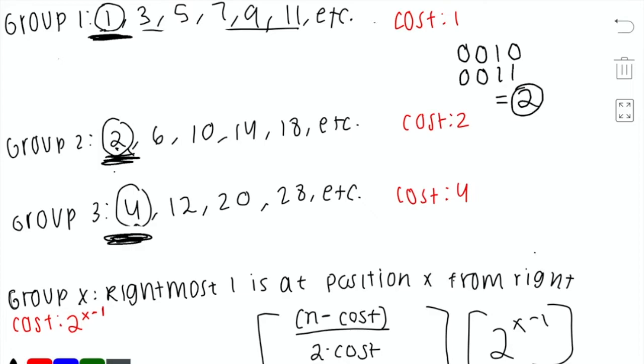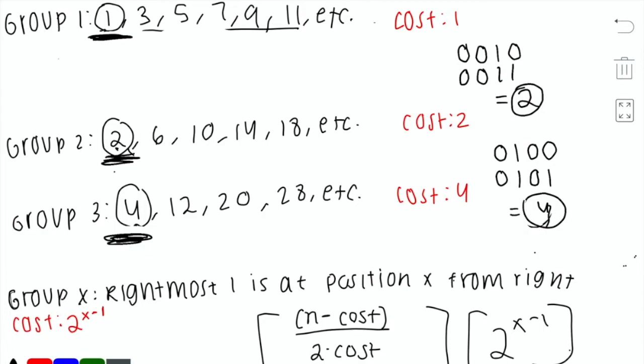Now let's look at the first element in group 3, which is 4. Again, 4 would be written as 0100 in binary representation. Let's take the number 4 plus 1, which is 5, represented with 0101. Here, if we perform the bitwise AND operation, we get a cost of 4. So we can notice that it's optimal for numbers that are powers of 2 to perform the bitwise AND operation with the power of 2 plus 1.